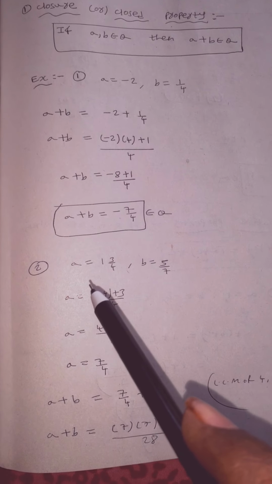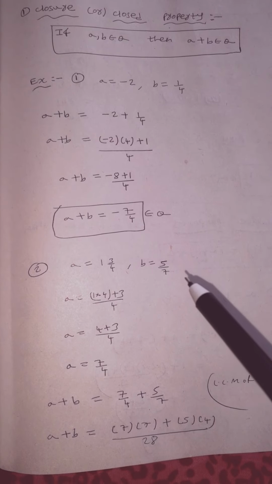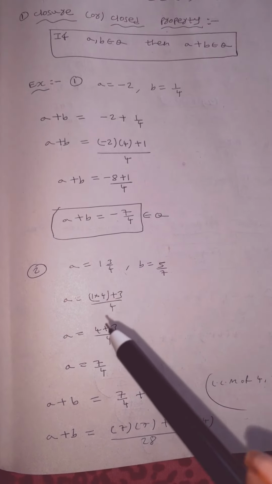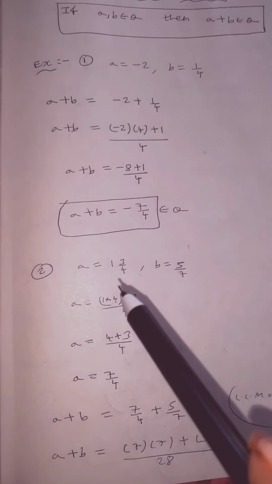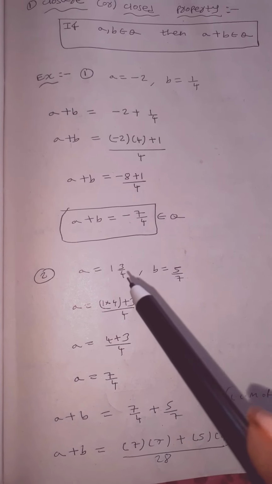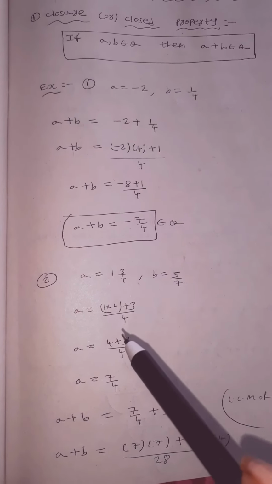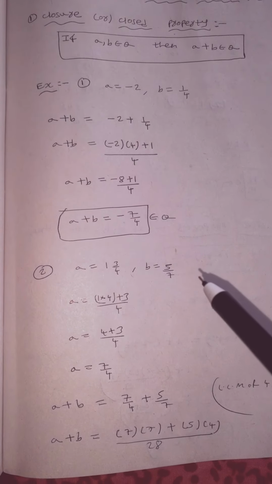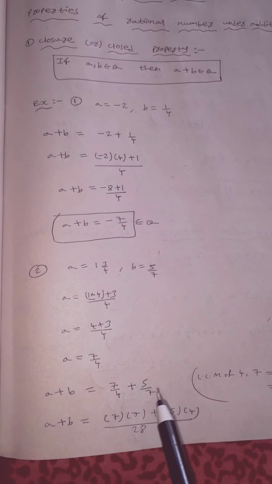Next example, I have taken a equal to 1 3 by 4 comma b is equal to 5 by 7. I have taken a mixed fraction here, children. We have to convert the mixed fraction into an improper fraction, children. So how to convert, children? Write this 1 as it is into 4 plus write 3 as it is, plus 3 by 4. 1 into 4 is how much? 4. 4 plus 3 how much? 7 by 4. So a value is 7 by 4. B value is how much? 5 by 7. So a plus b is equal to 7 by 4 plus 5 by 7.